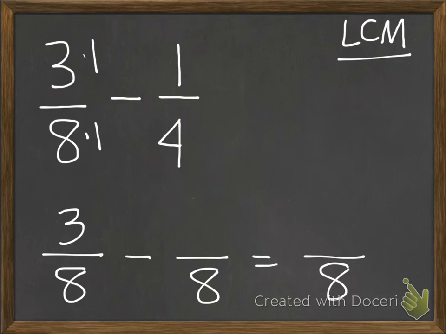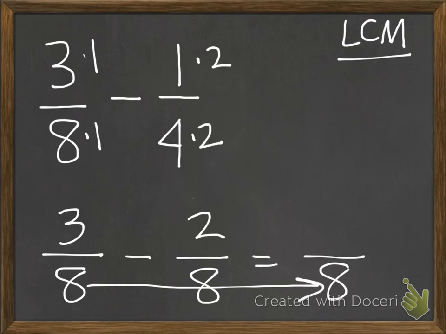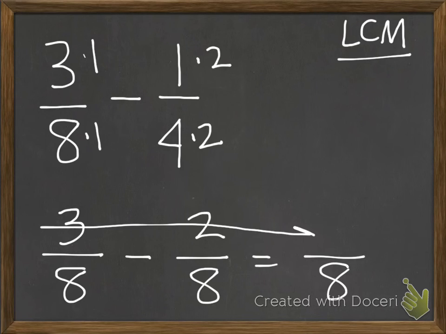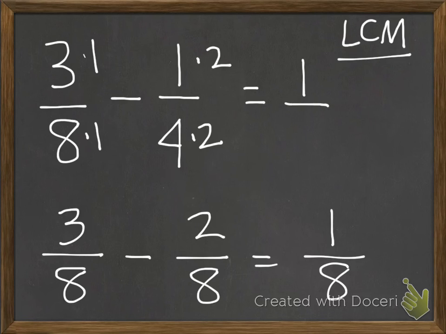Now, how do you go from 4 to 8? 4 times what equals 8? 4 times 2. So what you do on the bottom, you have to do on the top. 1 times 2 is 2. And here we go. We already have our denominators set right here. We've just carried them on over. Now we need to just subtract these two. So 3 minus 2 is 1. So we can say that 3/8 minus 1/4 is 1/8.